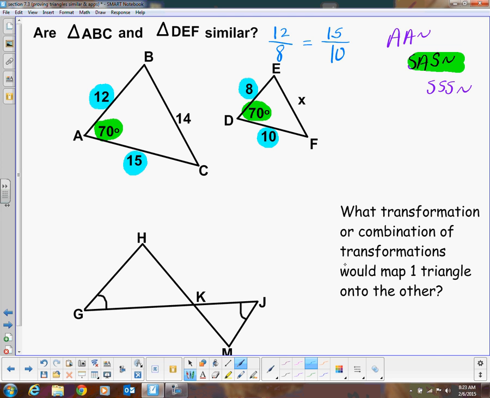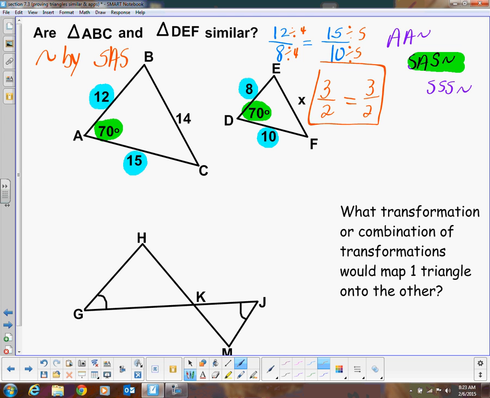All right. This is not good enough. If you leave this, that doesn't show me you understand. What divides 12 and 8? 4 goes into 12 and into 8. Okay, what divides 15 and 10? 5 divides 15 and 10. Now have you shown that they are in proportion? So the triangles are similar by side, angle, side, similarity.